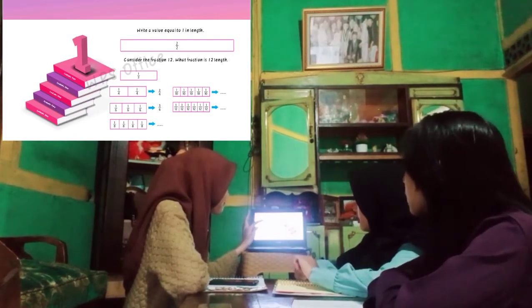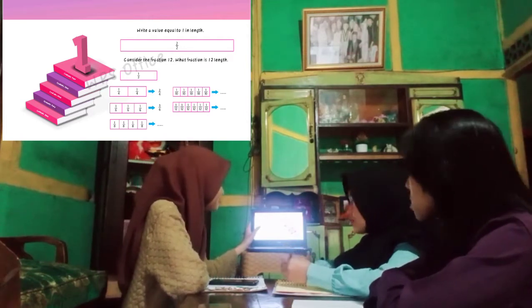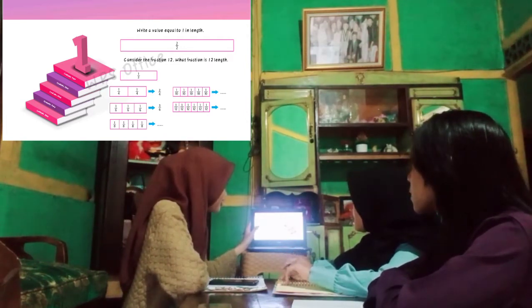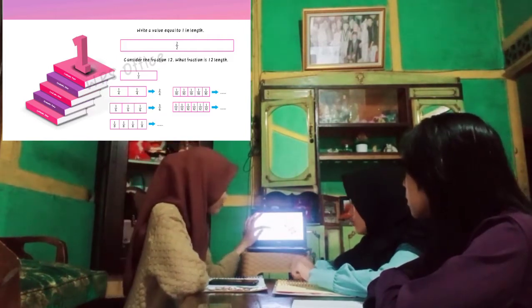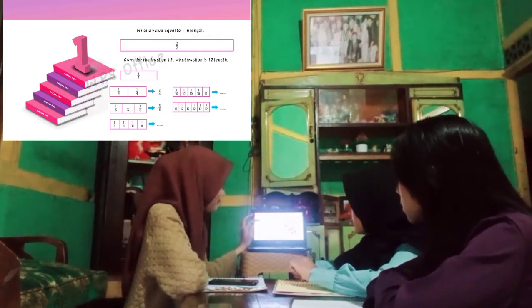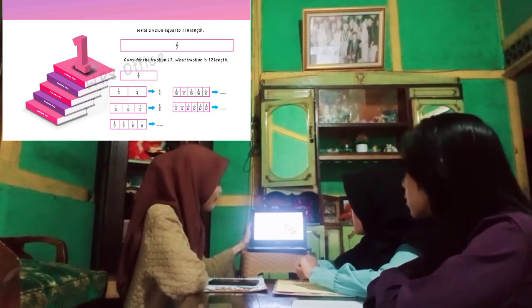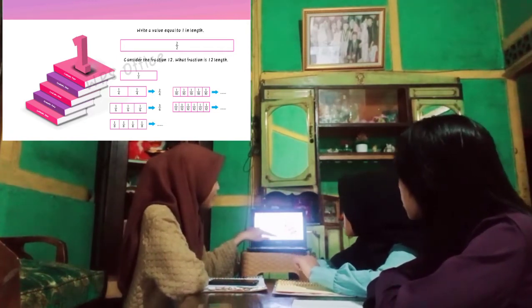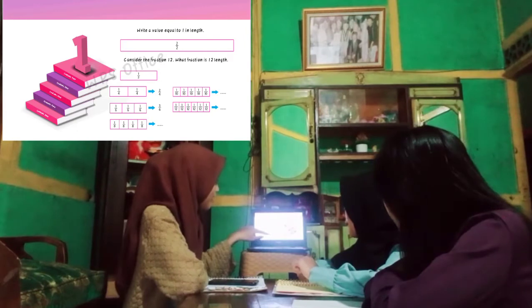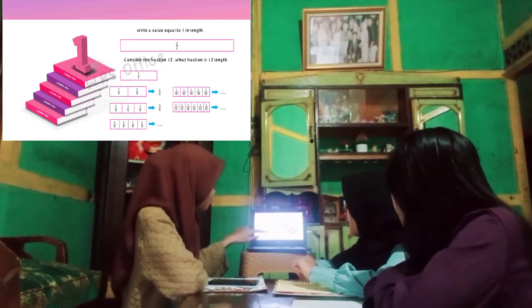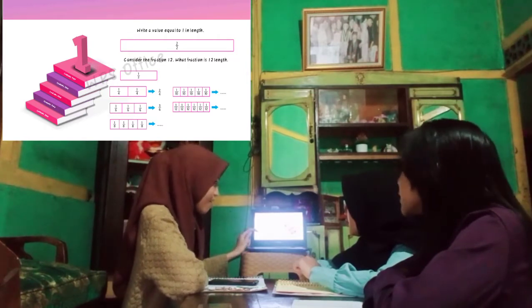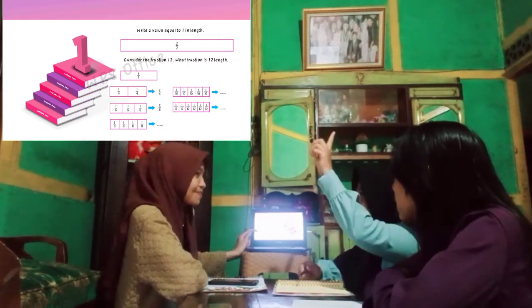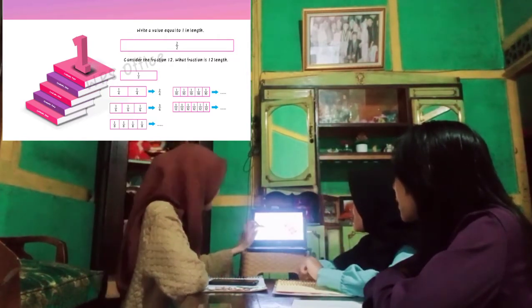2 over 2. Consider the fraction 1 over 2. One fraction is 1 over 2 in length. 1 over 4, 1 over 4 is 2 over 4. 1 over 6, 1 over 6, 1 over 6 is 3 over 6. Okay, next. 1 over 8, 1 over 8, 1 over 8 is... Can anyone answer? 4 over 8. Okay, next.